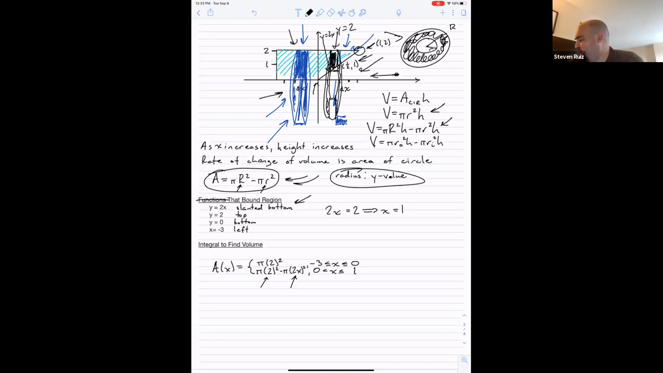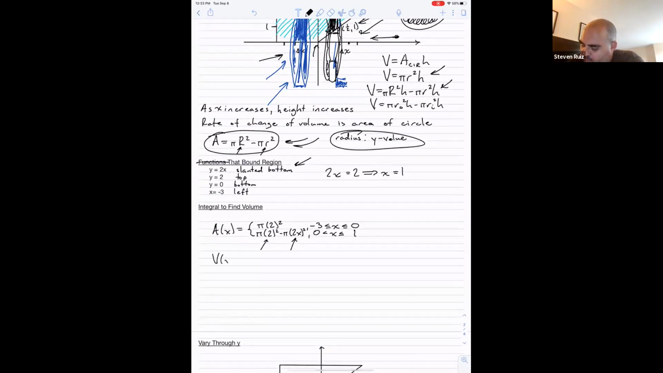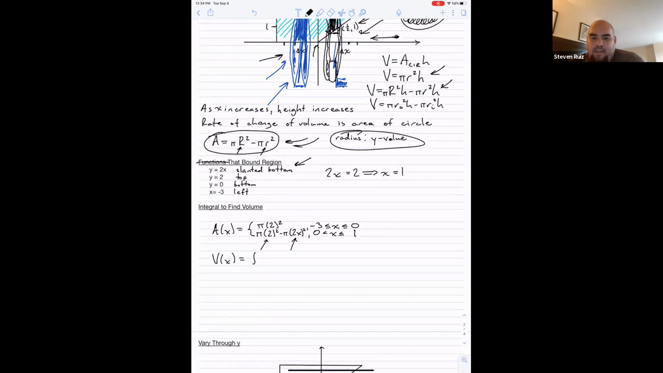Good questions. Now from here, we're going to use this to build the volume function. How do I get from my rate of change function to the volume? What operation do you know that I have to do? Integrate. It's got to be an integral, right? What's the lower limit of that integral going to be?